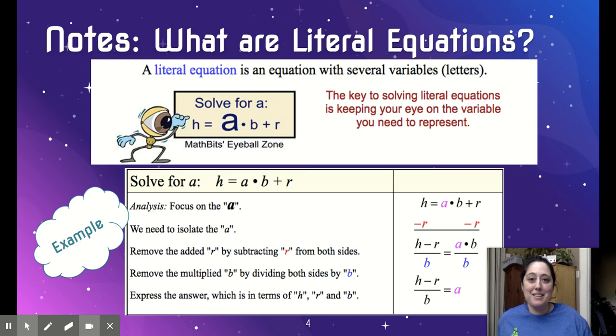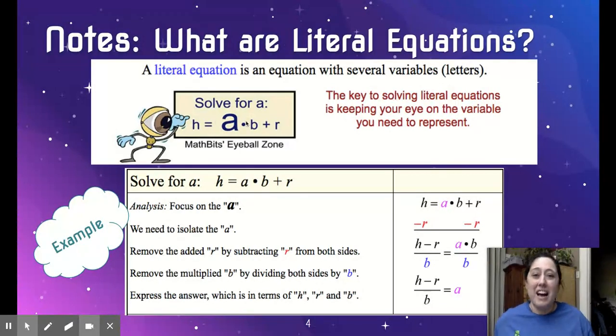Hey everyone, welcome, and we're going to talk about literal equations today. So this slide is your note slide, and a literal equation, if you think of literature, it just has a lot of words, a lot of letters. So a literal equation is just an equation that has more than one variable or letter in it.